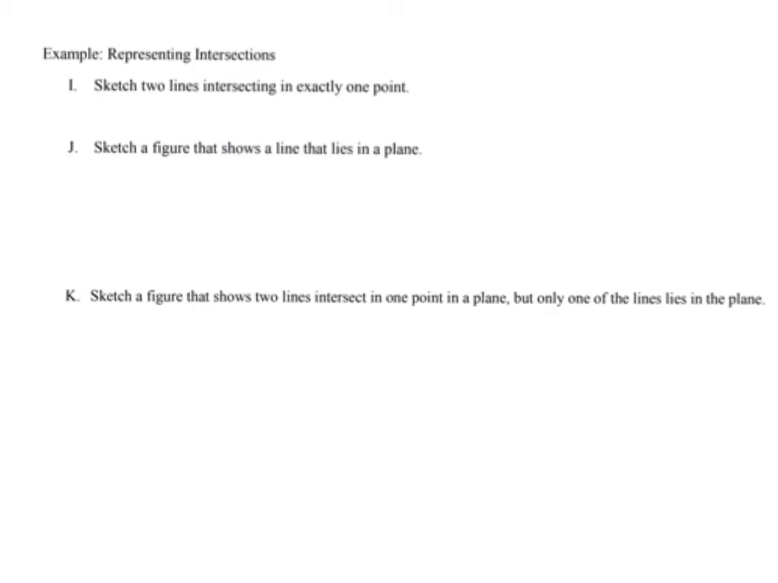So now we have a few more example problems. This first one just says sketch two lines intersecting at exactly one point. That's pretty easy. Really, we just have to sketch two lines that intersect. And as soon as you draw that, you should notice they only intersect at one exact point.